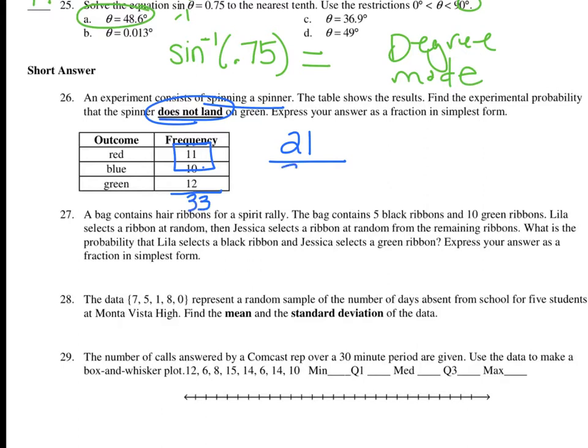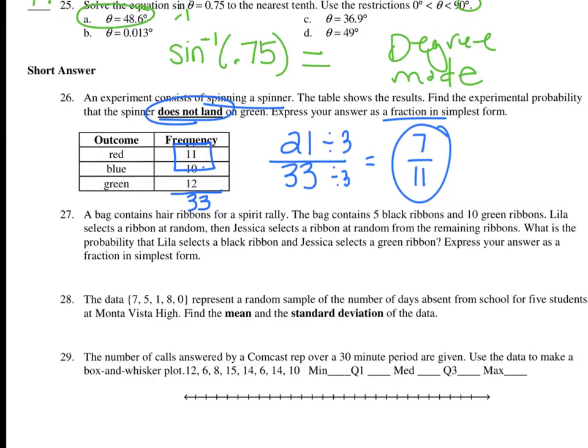There's 33 total spins. So all you need to do is make sure that fraction is reduced as much as possible. It looks like we can divide both of these by 3, so 7/11ths would be your final answer here.